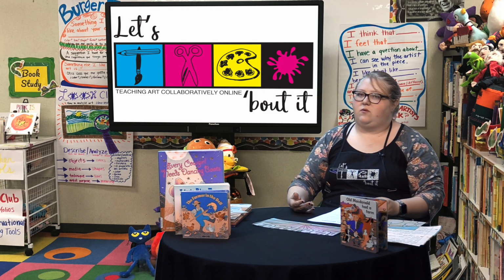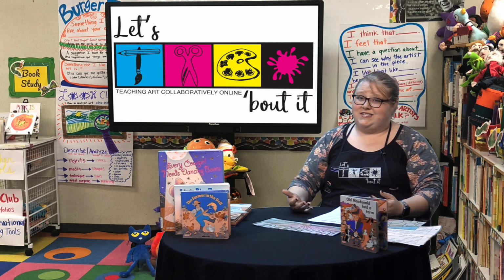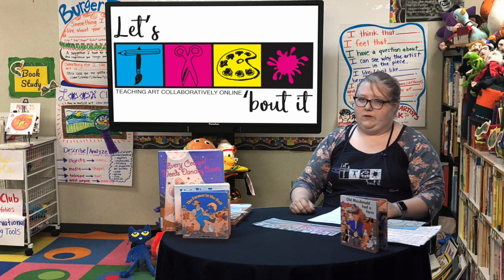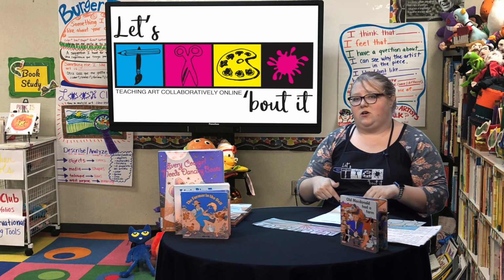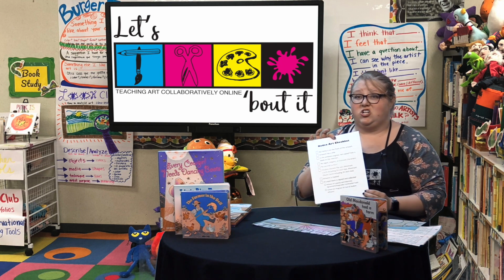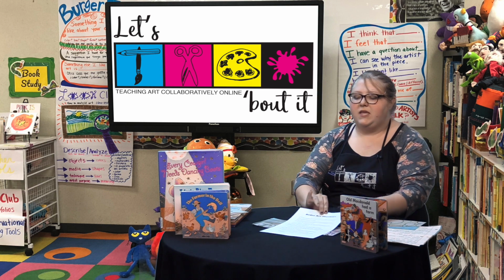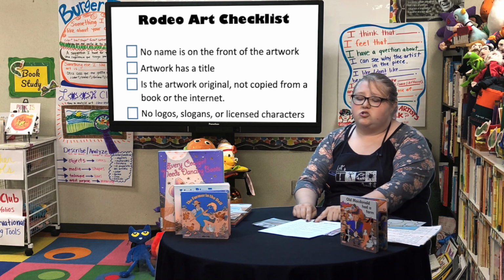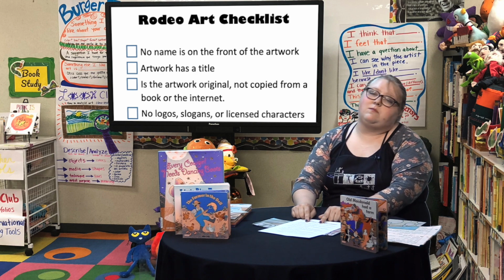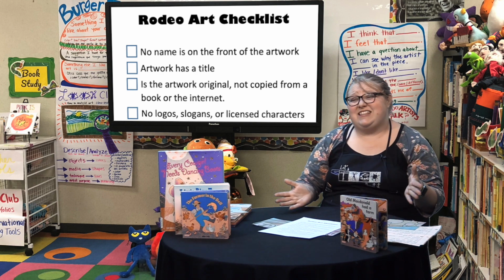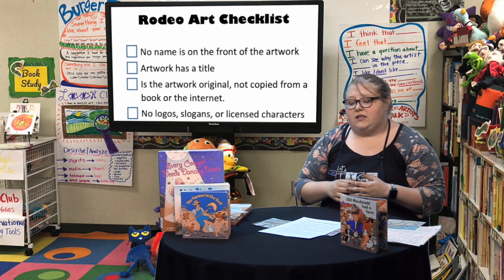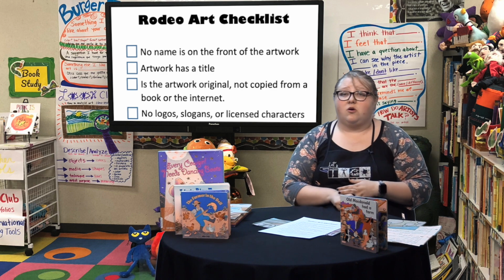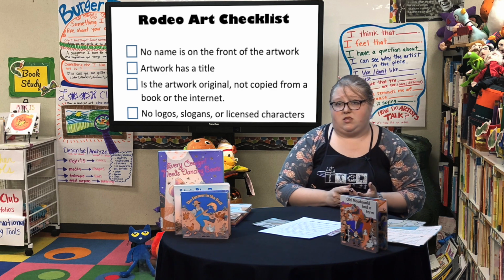We want to make sure that we have all the logistics for you, the teacher, set so that your students can be as successful as possible. So if you look down below, I've created a Rodeo Art Checklist that you can download, and it looks like this. So one of the things you need to make sure is that there's no student name on the front of the artwork. There can't be anything identifying that student. There's no name on the front of the artwork. There's no teacher name on the artwork. There's also no school name on the artwork.